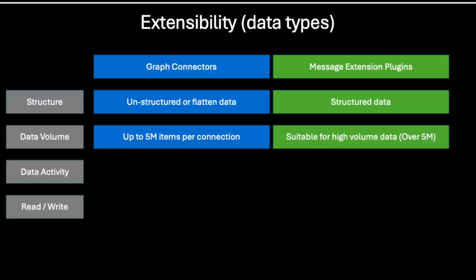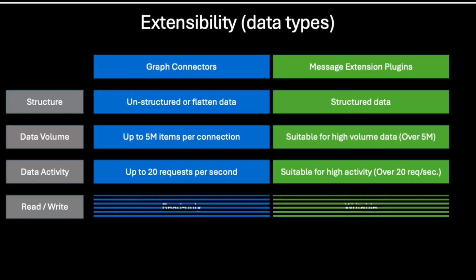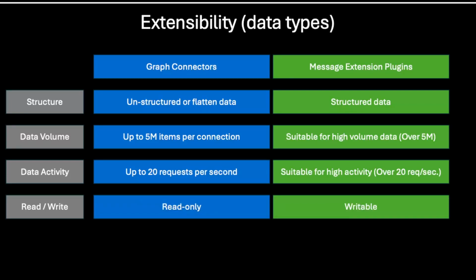Now, if you have smaller requirements, up to 5 million items per connection, connectors are fine. But if you have high volumes of data, over 5 million items, you'll have to resort to plugins. Now, if your data requirements are less than 20 requests per second, connectors are fine. But if you need to go over 20 requests per second, you need to resort to plugins. And finally, connectors are read-only, whereas message extensions are writable.